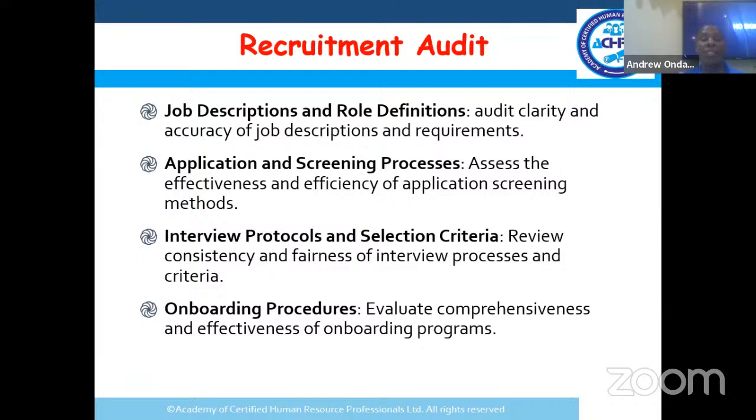Next, after the selection, you go to onboarding. I'm sure there are other things that you do in between selection and onboarding. For example, background checks to ensure that the person you are bringing is the right one, or questions in relation to their previous employment.